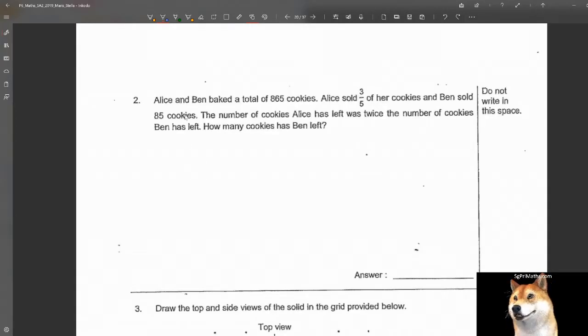Question 2. Alice and Ben bake a total of 865 cookies. Alice sold 3/5 of her cookies and Ben sold 85 cookies. The number of cookies Alice has left was twice the number of cookies Ben has left. How many cookies has Ben left? Okay, so you can draw the model for sold first. Alice and Ben. Alice sold 3/5.